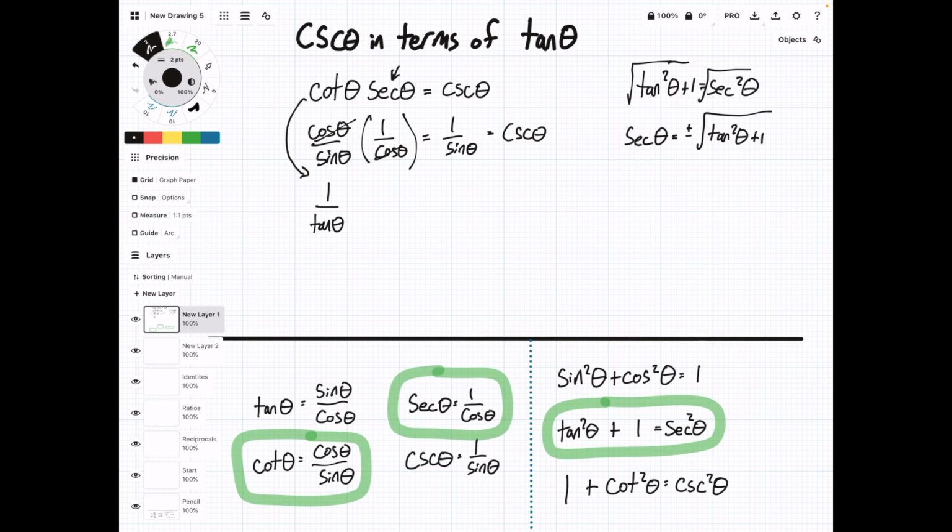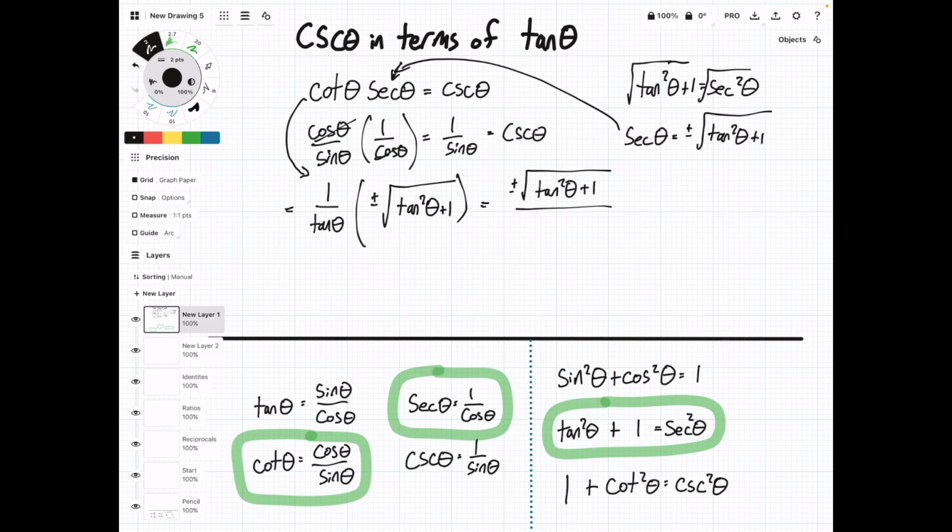And so when we sub this in here, we can rewrite this equation that we were working on as 1 over tangent theta times plus or minus the square root of tangent squared theta plus 1. And what we're going to do is just put this part on top of the fraction, so plus or minus the square root of tangent squared theta plus 1 over tan theta. And there is cosecant in terms of tangent.